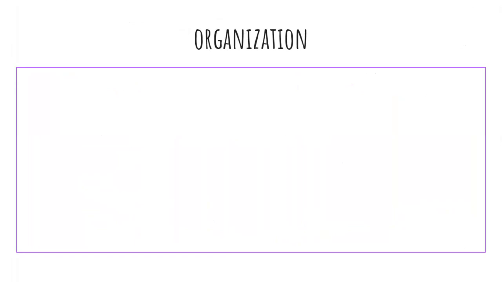Next, you'll be graded on the organization of your paper. You want to make sure you have appropriate organization structure. And in this case, that means you're going to have a 5-paragraph paper. You're going to have an introduction, your 3 body paragraphs, and your conclusion.